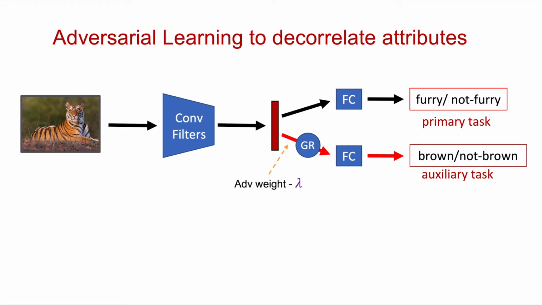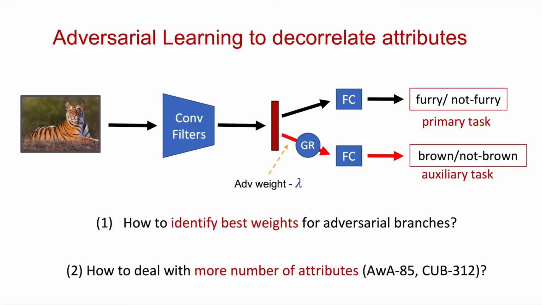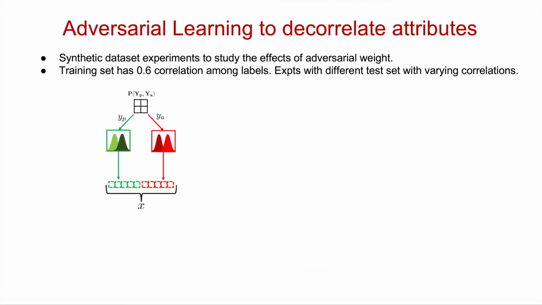How do we identify the best weights is a question we ask. Also, how to deal with a larger number of attributes, because here there are only two. For example, the AWA dataset, which is a popular zero-shot learning dataset, has 85 attributes, and the CUB dataset has 312 attributes. We will start with the weights first. We employ a synthetic dataset experiment to understand the relationship between the adversarial weight and the difference in correlation among the labels.